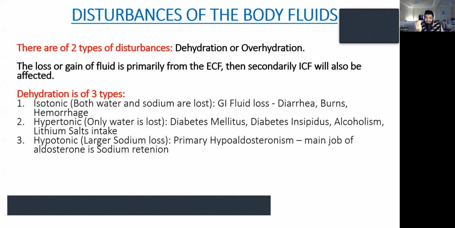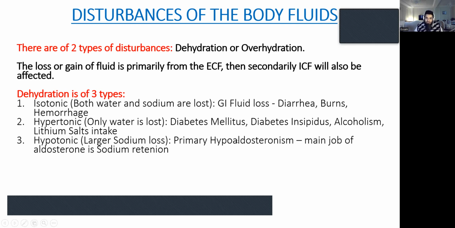Why? Because we are saying it is dehydration. Dehydration means water is lost, but sodium loss is larger than water loss. So a lot of sodium is lost and water is also lost. So this will be called hypotonic dehydration. And the only example of this is primary hypoaldosteronism. This is the name of the disease.